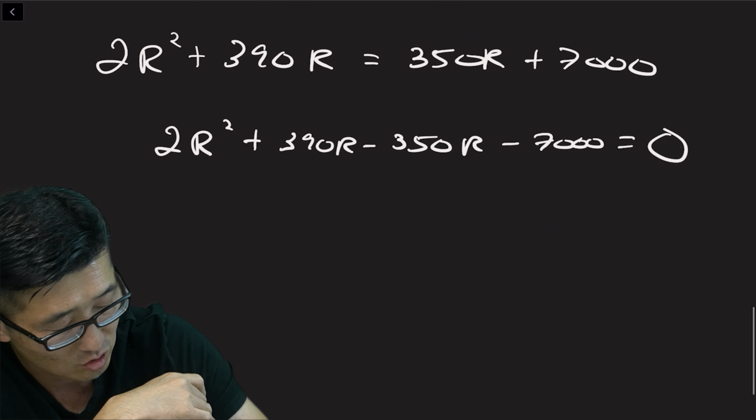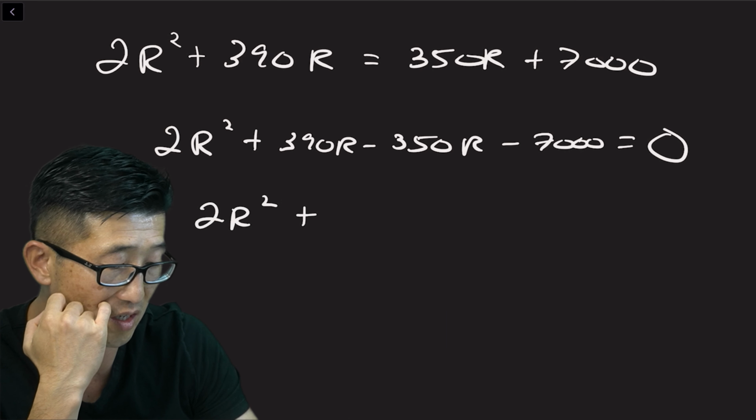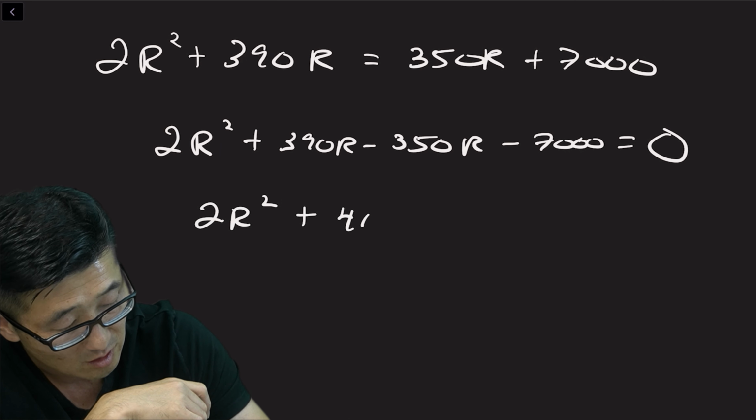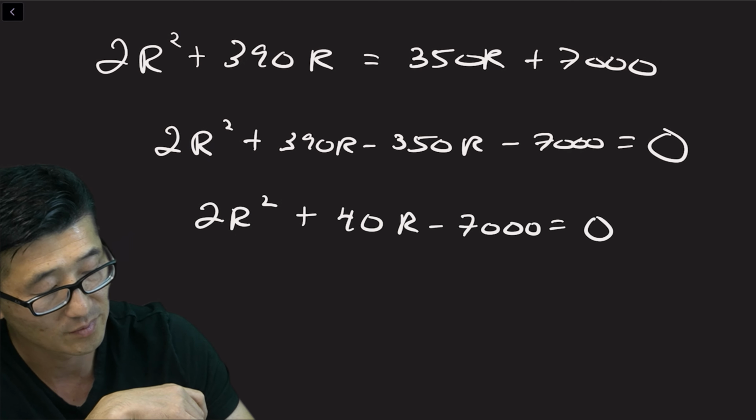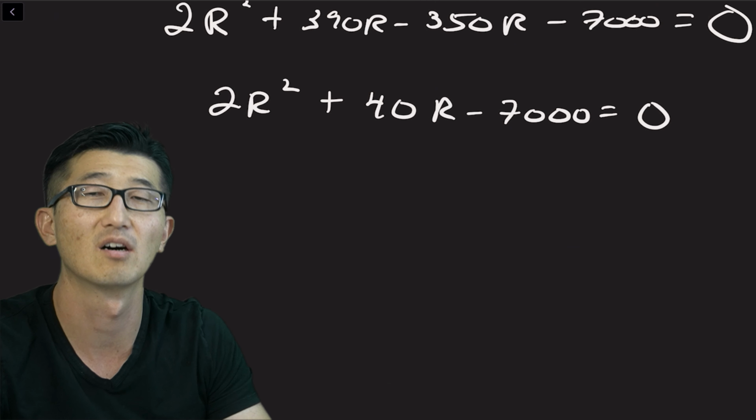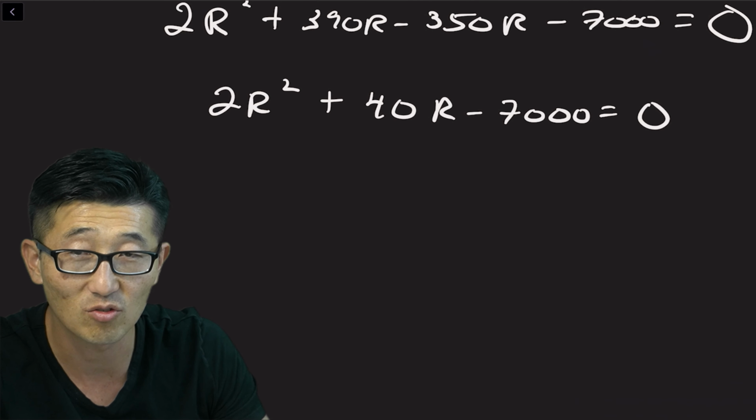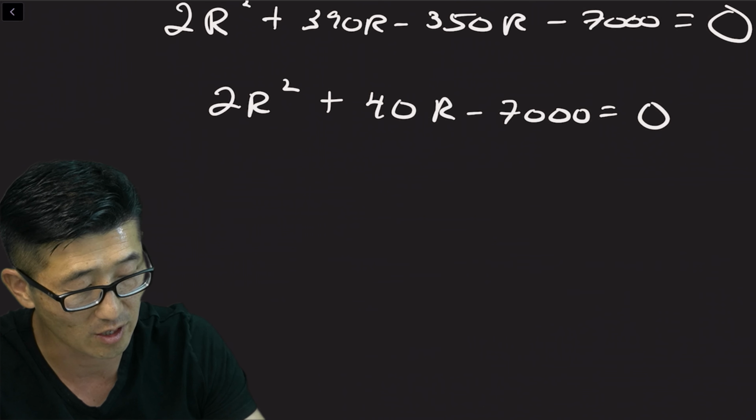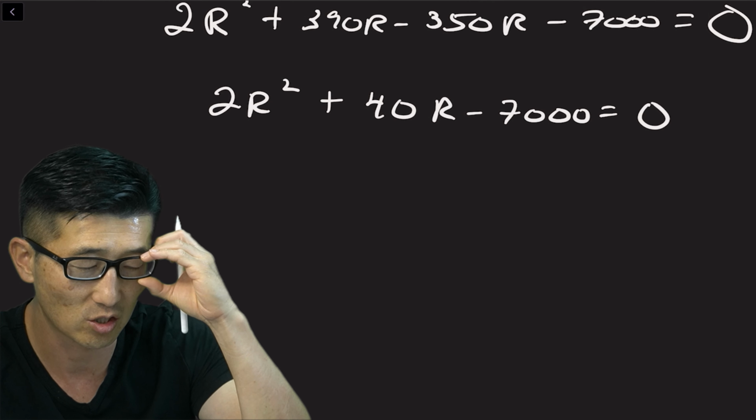So let's simplify this out. This will be 2R squared plus 390 minus 350, which is 40R, minus 7,000 equals 0. All right, we factor this out. Now this is where everyone's like, can we just finish this? Yes. If you don't want to factor it, just plug it into the quadratic formula and you're done, especially if you have a calculator. So let me just do the simplifying aspects in case some of you actually want to do that.